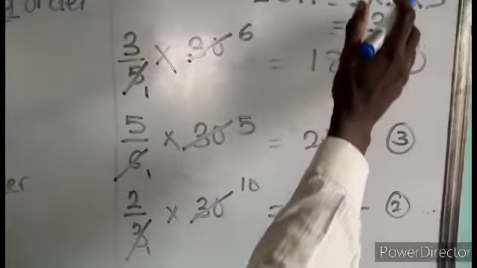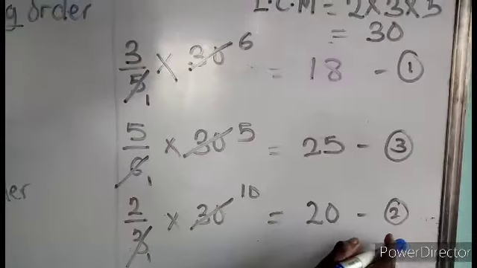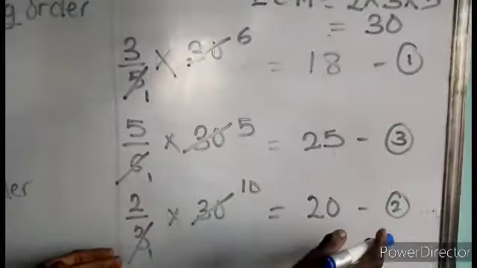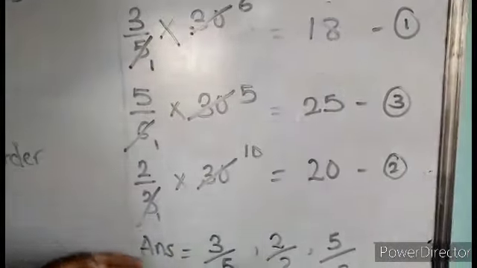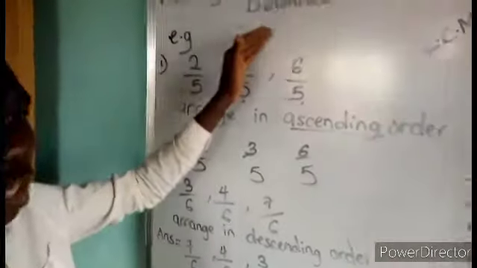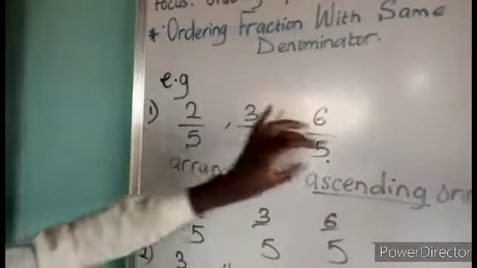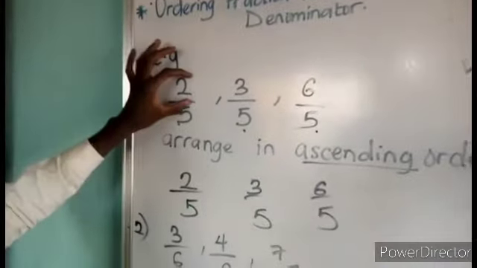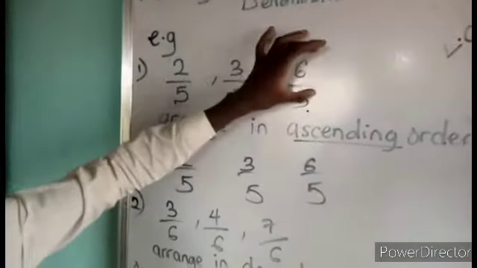So after that, we can now order them accordingly. For this, we are arranging in ascending order, so that gives us this. And also with the same denominator, don't forget, since the denominators are the same, just focus your attention on the numerator.